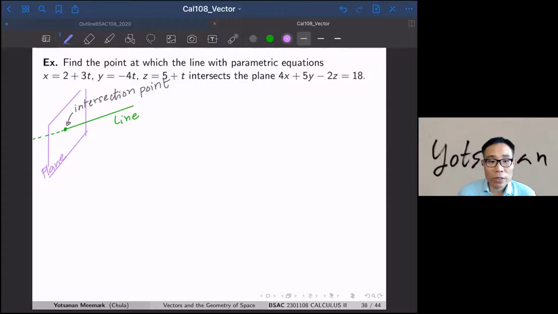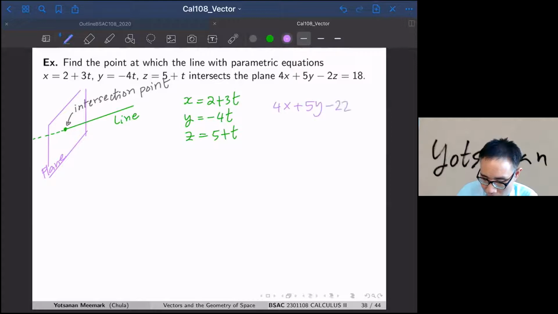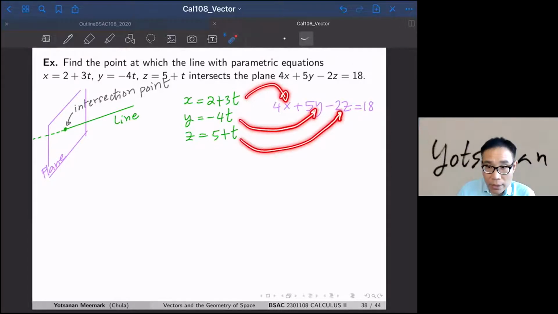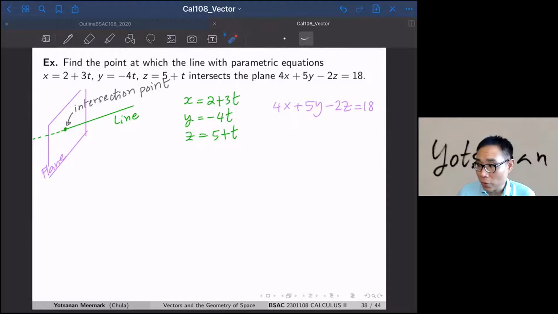So the way to solve for the point is, you have x equal to, let's use the green color, x equal to 2 plus 3t, y equal to negative 4t, and z equal to 5 plus t. And you have the plane 4x plus 5y minus 2z equal to 18. In order to find a common point, you just plug x, y, and z into the equation of the plane and solve for t.